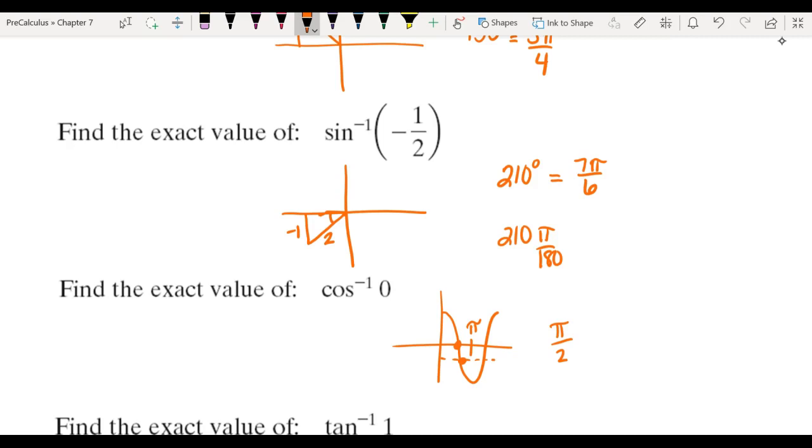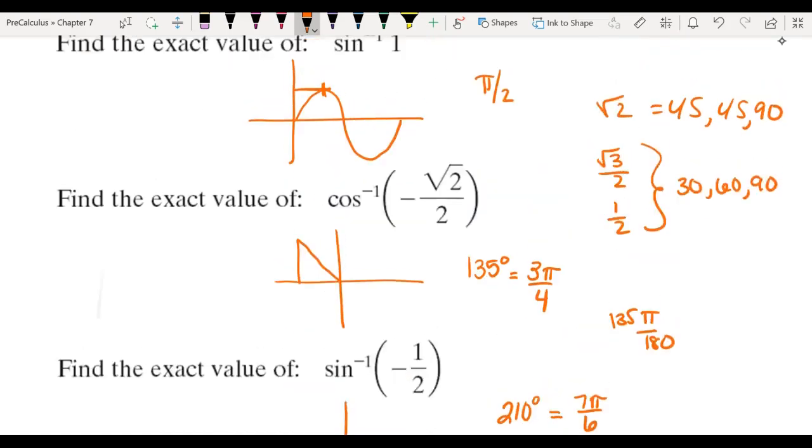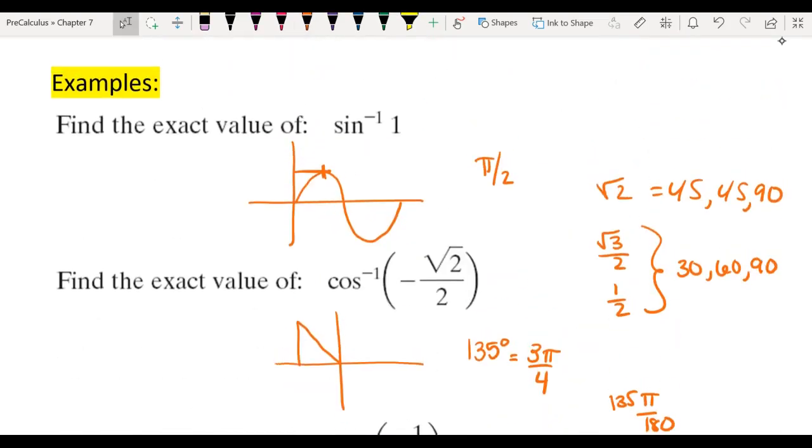So anytime on these other ones, I knew them. But like this one, you would do 135 pi over 180. And then when you simplify, each of these are divisible by 45. 135 divided by 45 is 3. 180 divided by 45 is 4. The previous one, we found pi over 2, which equals 90 degrees. 90 times pi over 180 is 1/2 pi, which is pi over 2. So every time you would just do that.